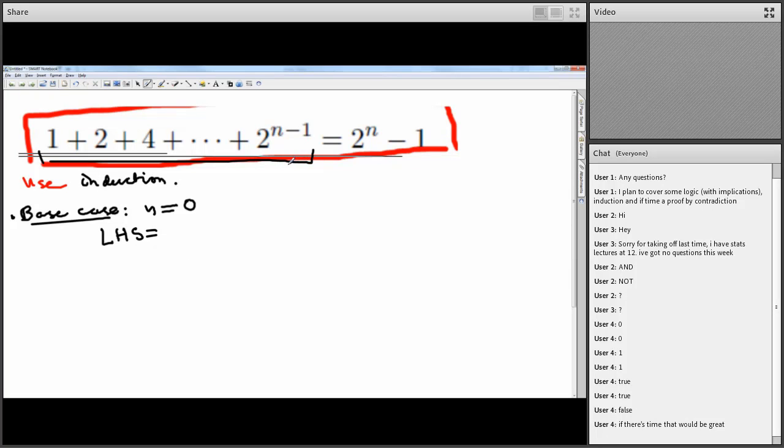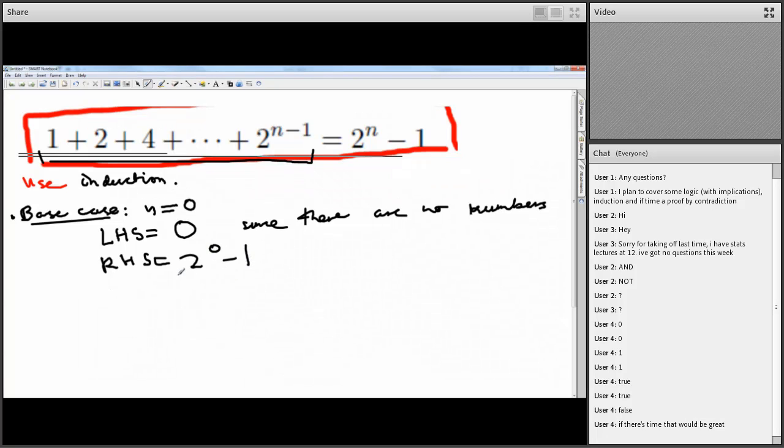Well, basically, it's adding up lots of numbers. The number of numbers you're adding is equal to n. Well, if there are no numbers at all to add up, it's going to be 0. So I'll push it down since there are no numbers. The right-hand side, we just plug in. So the right-hand side is 2 to the power of n, which is 0, minus 1.